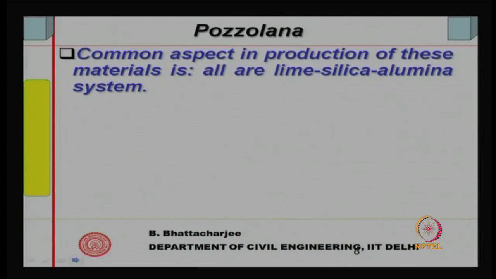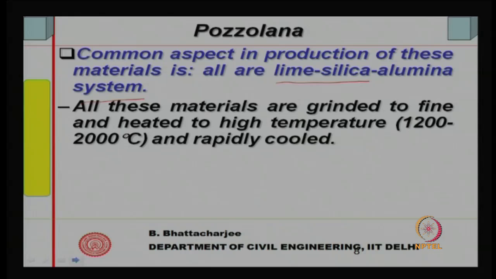These materials have commonalities: all contain silica which can react, right. The common aspect of these materials is that they all come from the lime silica alumina system; they have silica and alumina. The second aspect common to these materials is that they are ground fine and then heated to a high temperature, 1200 to 2000 degree centigrade, and they are rapidly cooled, both silica fume as well as fly ash.